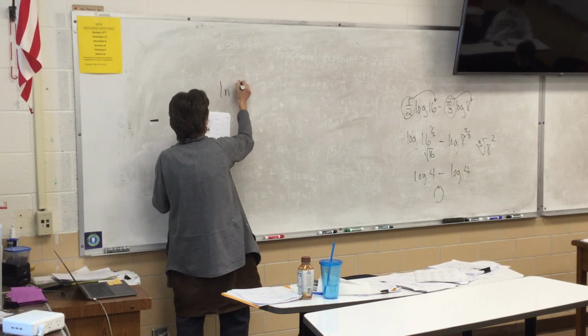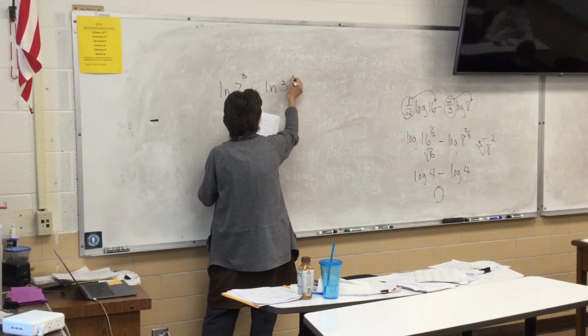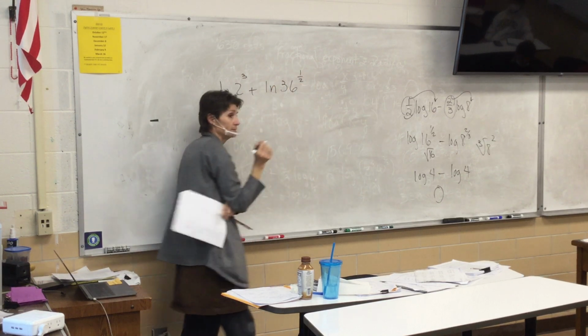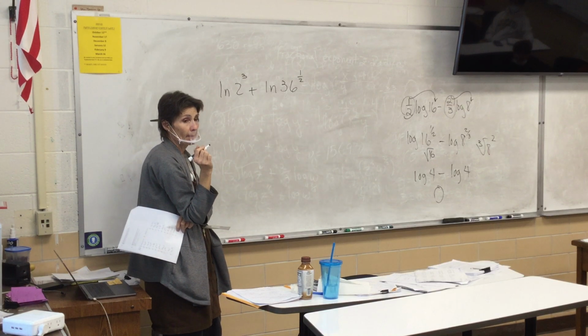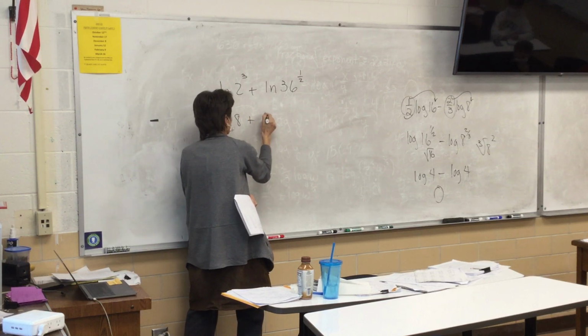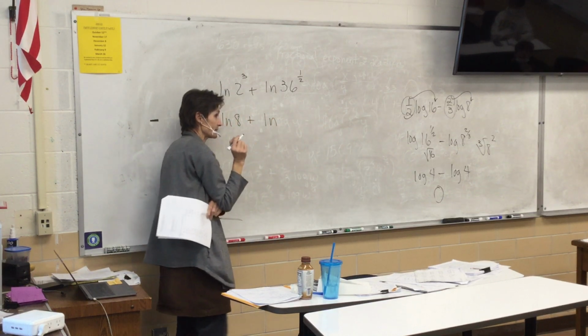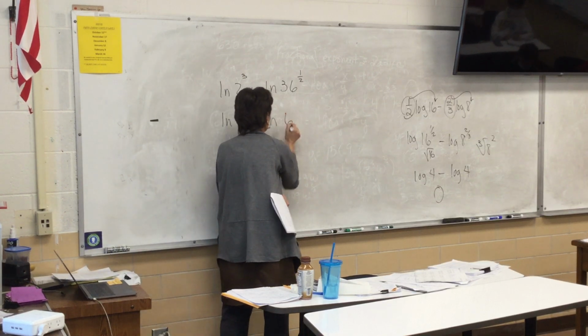So this is going to be ln 2 cubed plus ln 36 to the 1/2. What's 2 cubed? 8. So it's ln 8 plus, what's 36 to the 1/2? The square root of 36, 6.